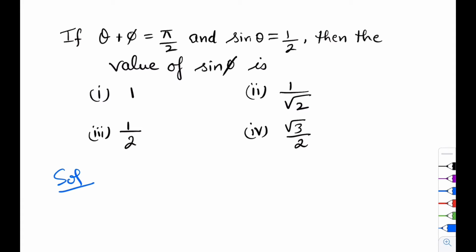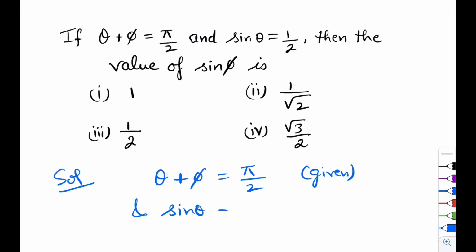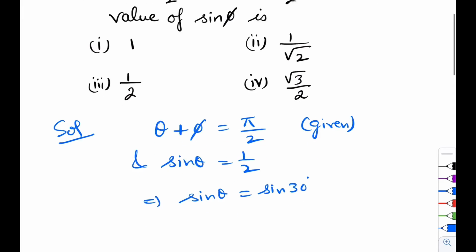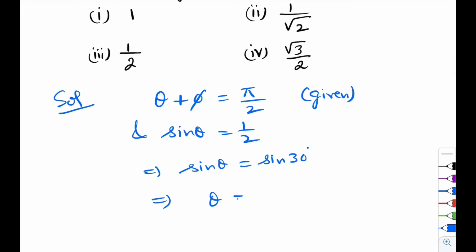So first of all, we have given theta plus phi equal to pi by 2. This is given. And sine theta equal to 1 by 2. Both two values are given. Now from sine theta equal to 1 by 2, this implies sine theta equal to sine 30 degree. So this implies theta equal to 30 degree. So we have theta equal to 30 degree.